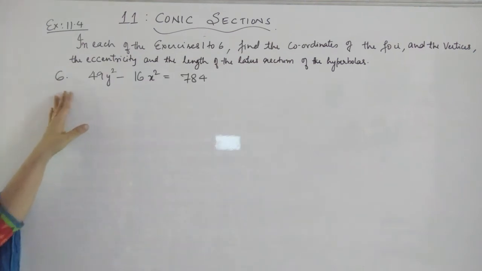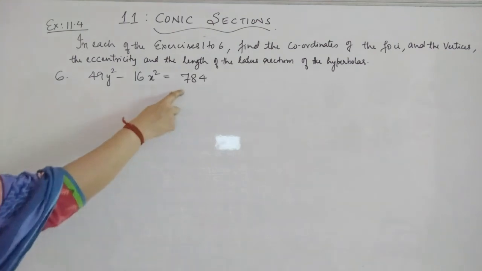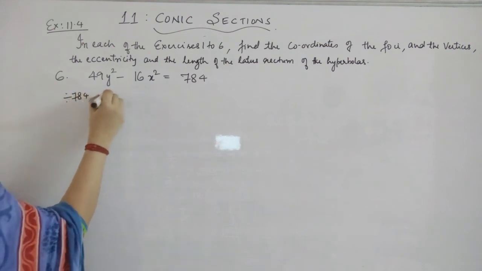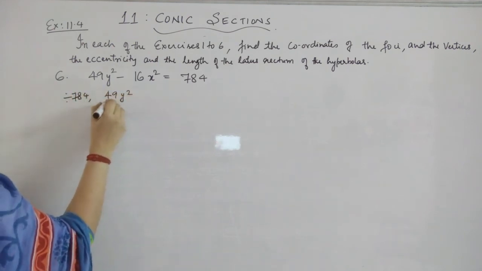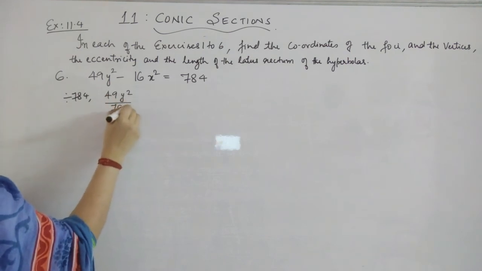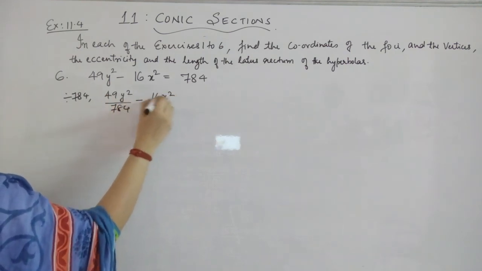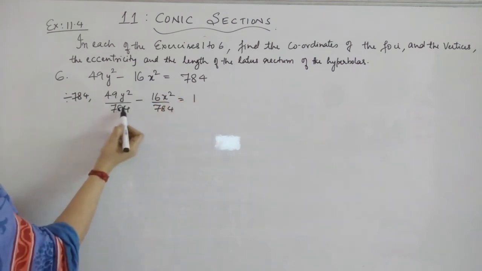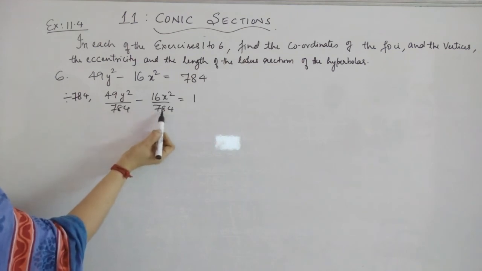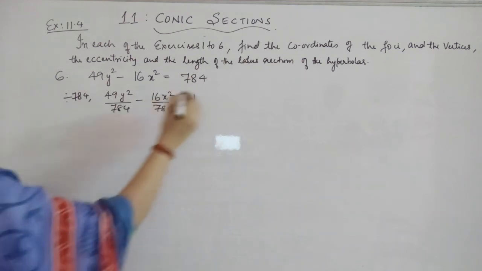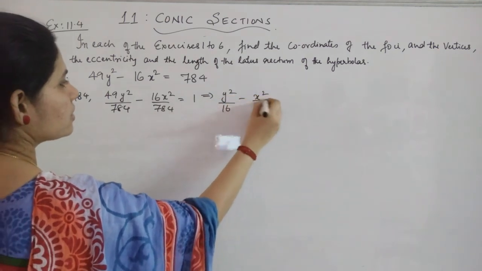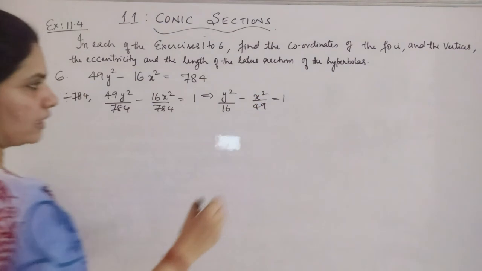Question number 6 is 49y square minus 16x square is equal to 784. So again we have to make it in the standard form, that means we have to divide throughout by 784. So this will give you 49y square by 784 minus 16x square by 784 is equal to 1. Now this will give you 16 here. Here you will get 49, that is 49 into 16 is 784. So that you will get y square by 16 minus x square by 49 is equal to 1.